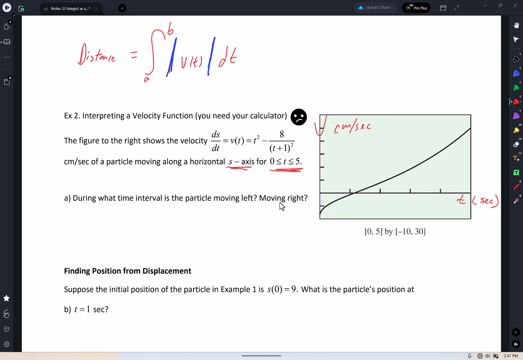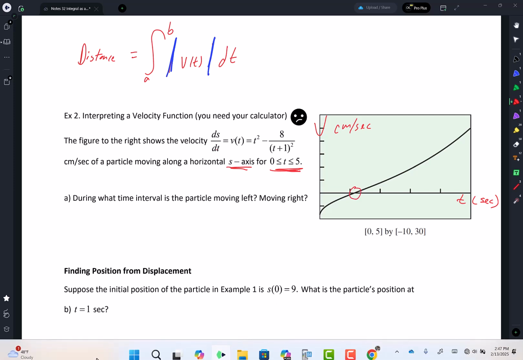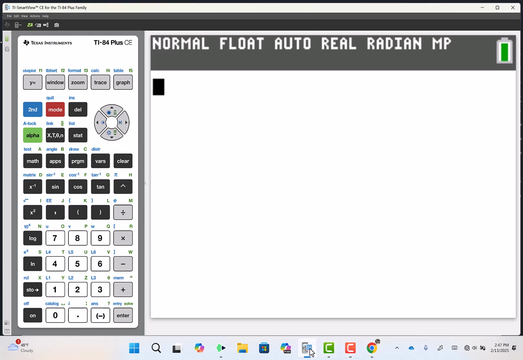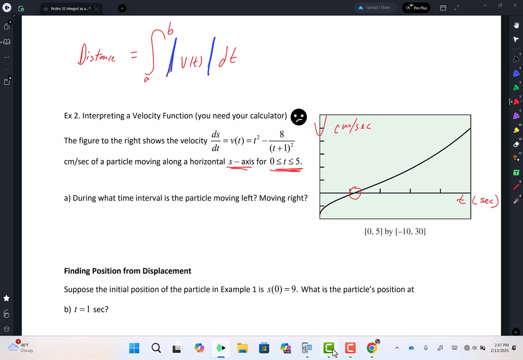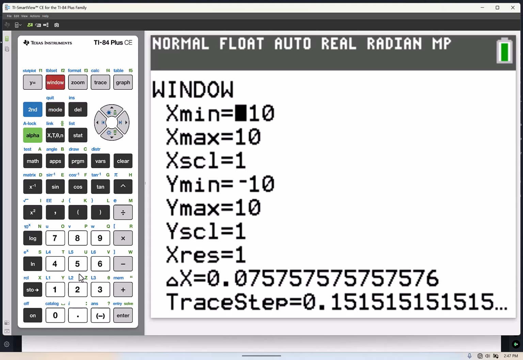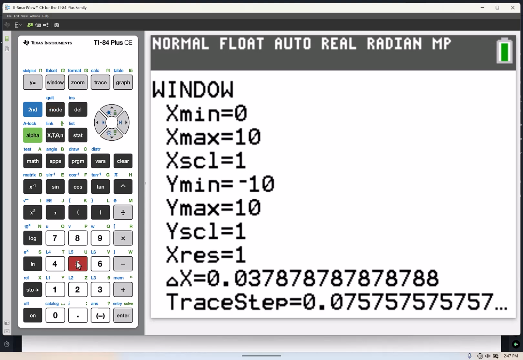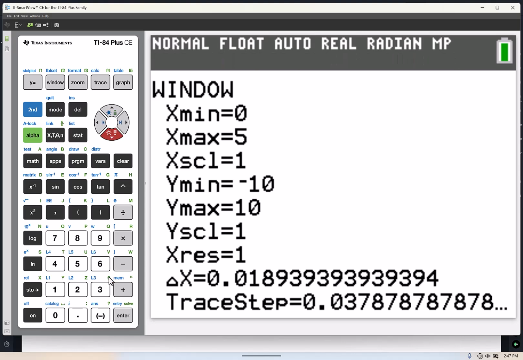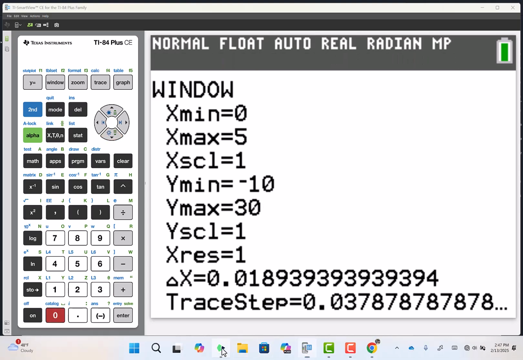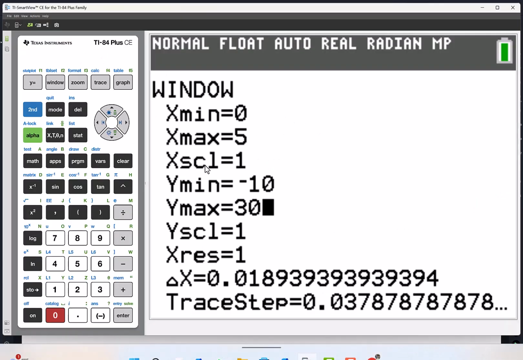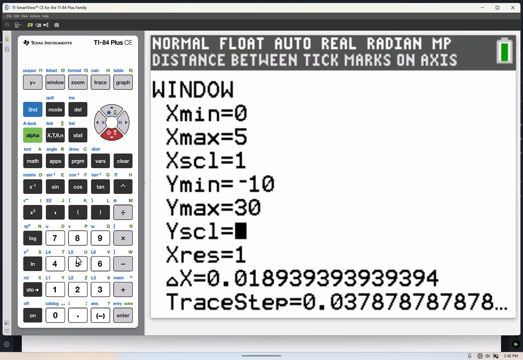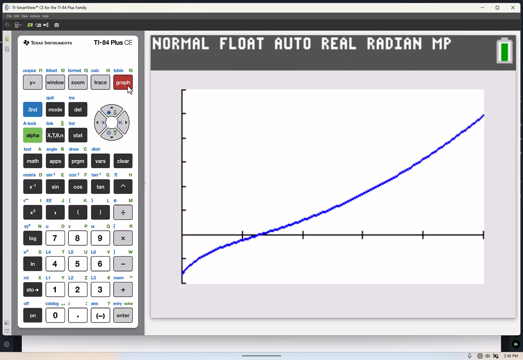So find that intersection. How do I tell the calculator to find that intersection? Let me show you guys. First, before you even start, do we know how to set up the calculator for this grid here, 0 to 5, negative 10 to 30? Click on window and put 0 to 5, and then negative 10 to 30. The x-axis is going by 1 and the y-axis by 5, so y scale by 5. Push enter. Boom. There it is. It looks similar to what they have drawn.